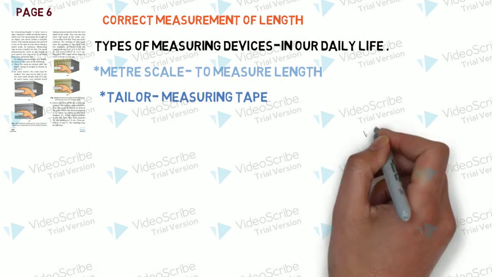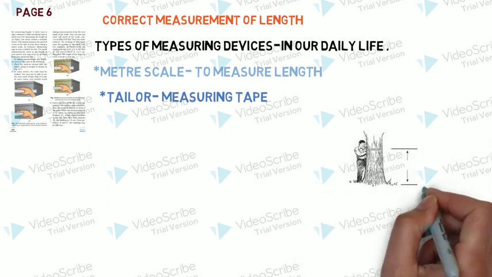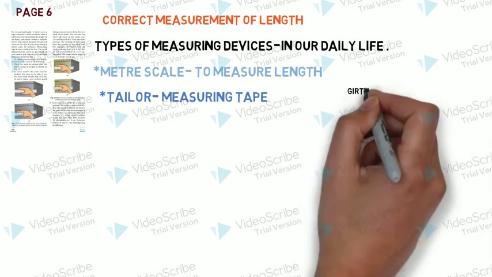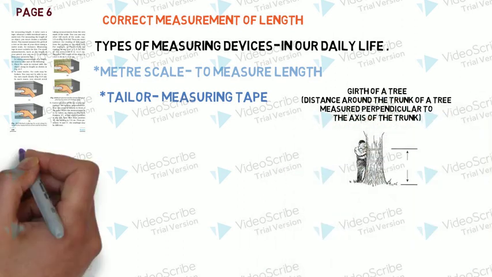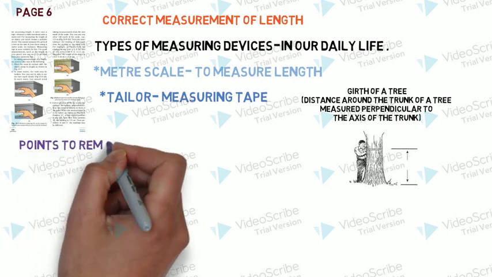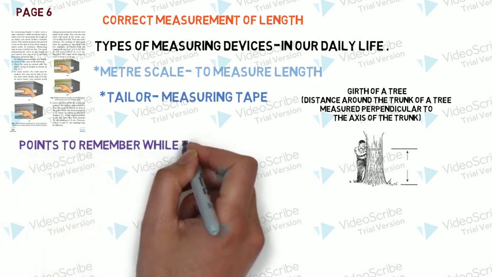Then the girth of a tree. Girth of a tree is another important question. What is the girth of a tree? It is the distance around the trunk of a tree measured perpendicular to the axis of the trunk. To measure that, you need a measuring tape, right?